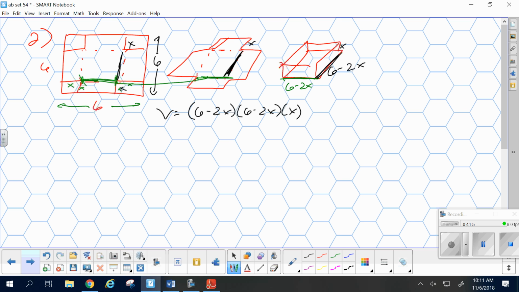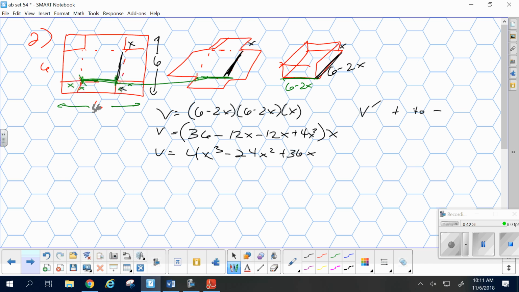We have 2 variables only, so no substitution necessary. That's cool. I want to know where V prime goes what for a max volume? Positive to negative. Now my next question is, should I do a little algebra distributing, or do I really want to be brave and do a 3-part product? Algebra distribute, okay. Probably the wisest. 36 minus 12x minus 12x plus 4x squared, times x, all said 4x cubed minus 24x squared plus 36x is a clean equation.